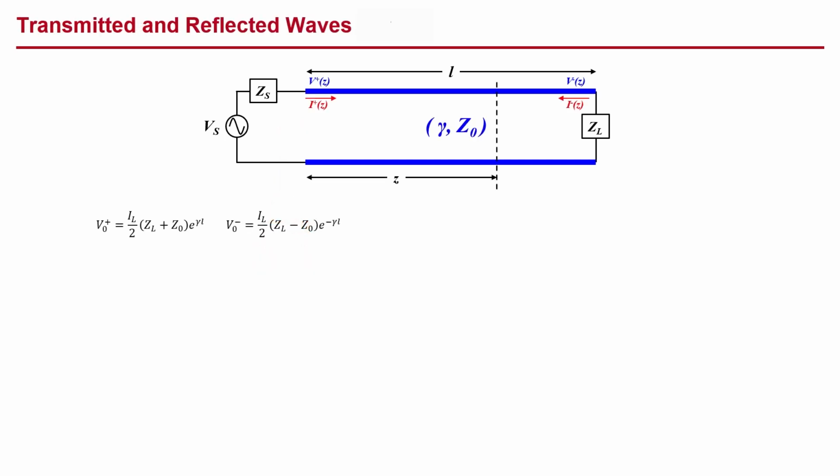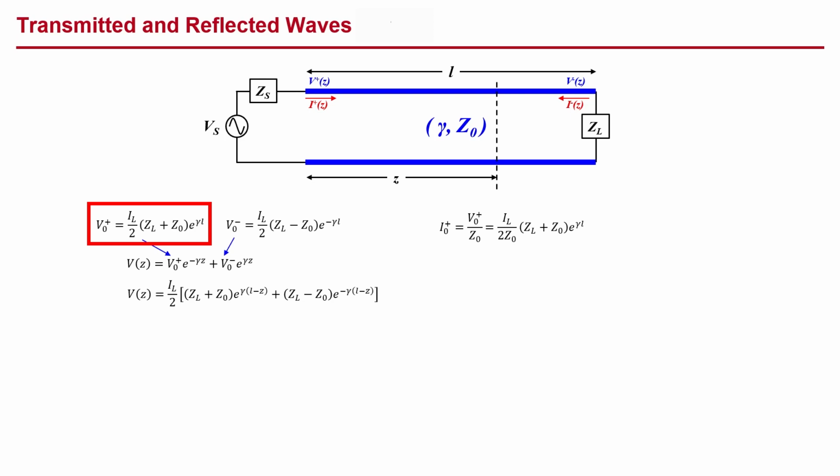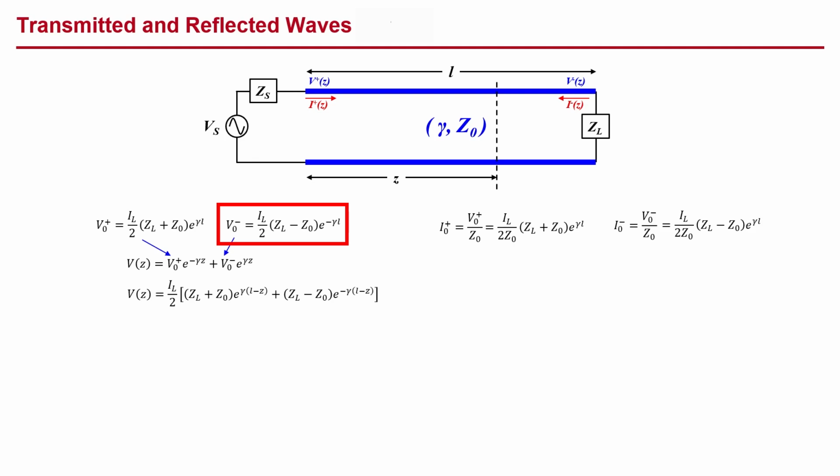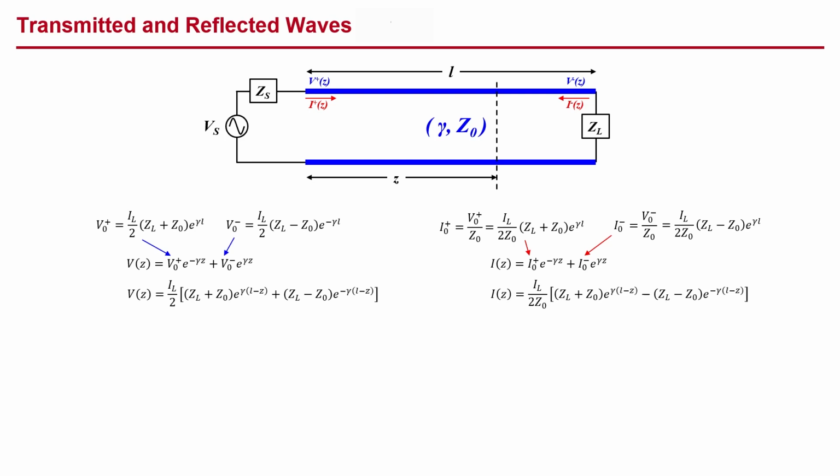Recall that in part 2, we derived this pair of expressions for V0 plus and V0 minus, the amplitudes of the potential of our transmitted and reflected waves on our transmission line. We substituted these expressions into our equation for V of z. Recall that I0 plus equals V0 plus over Z0, and we substituted our expression for V0 plus. And recall that I0 minus equals V0 minus over Z0, and we substituted our expression for V0 minus. We substituted these expressions into our equation for I of z.